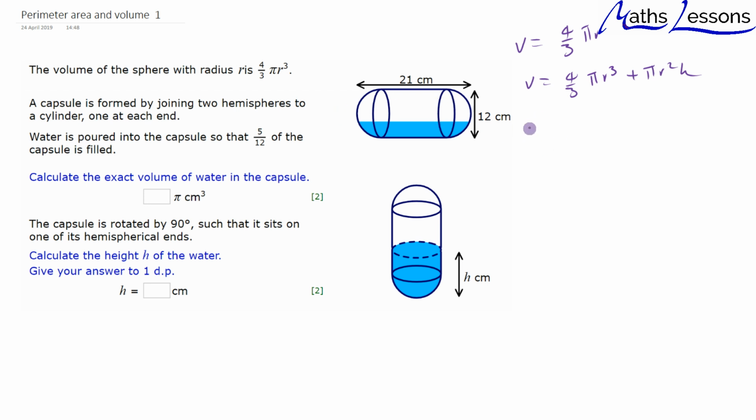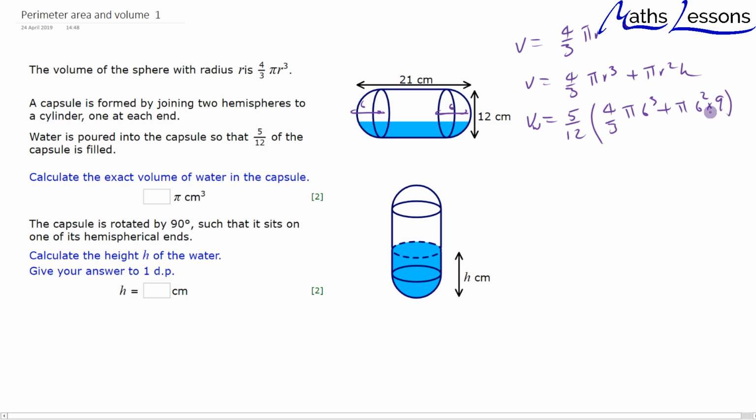So now we're putting the numbers in. The volume of the water is going to be 5/12 of this, so let's put 5/12 times all of that. We've got 4/3 times pi, and r is equal to half of 12, so it's 6 cubed, plus pi times 6 squared. Now the height, that distance from here to here is going to be 6, and this distance is also 6. So we take 12 off that, which gives us a height of 9. So we times that by 9.